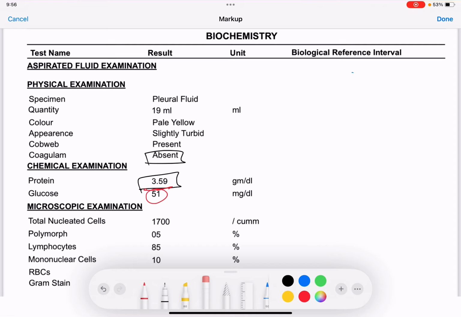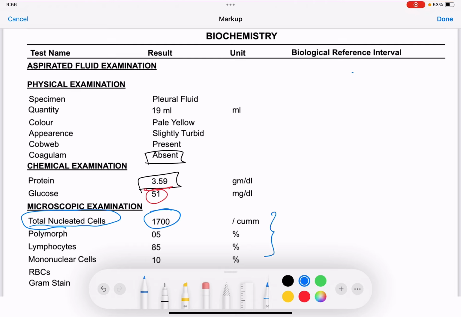The next most important thing in this pleural fluid is cells, because this is very, very important. Normally in pleural fluid we should not get any cells. You can get 1 or 2 or 3 or 4 or 5 cells, but if the cells are more, it means there is a problem.